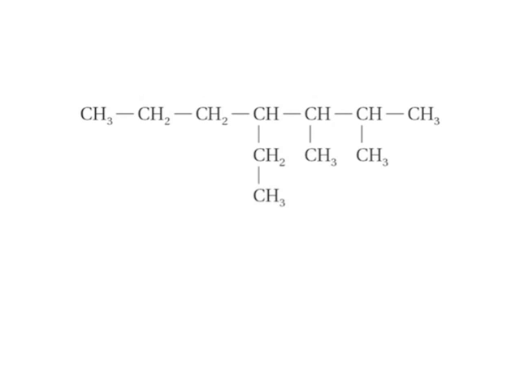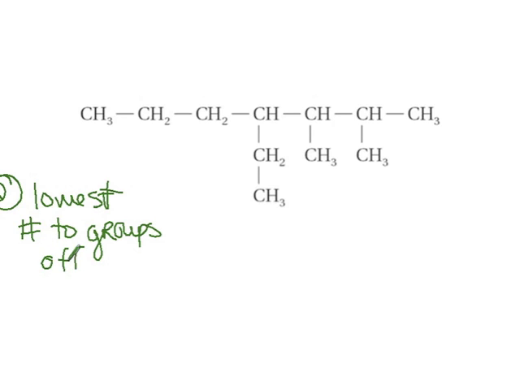Now, how do we number it? Step 2 is you start with the end that gives the groups hanging off the lowest number. So lowest number to groups off chain. That means I want to number them like this: 1, 2, 3, 4, 5, 6, 7.